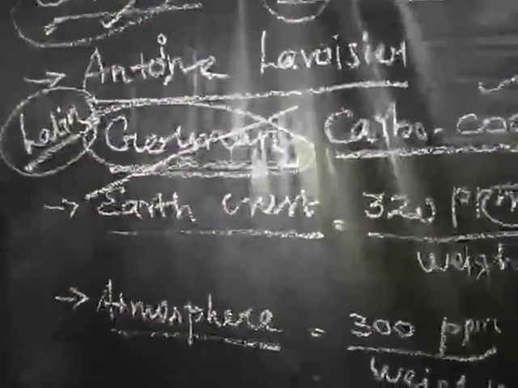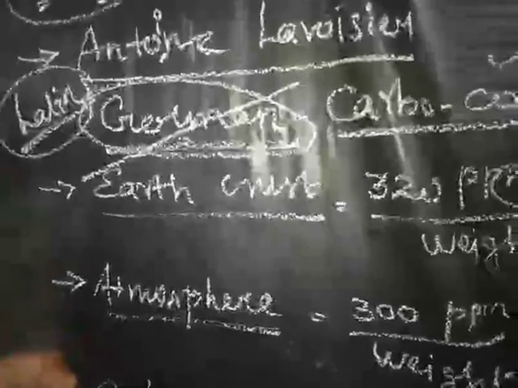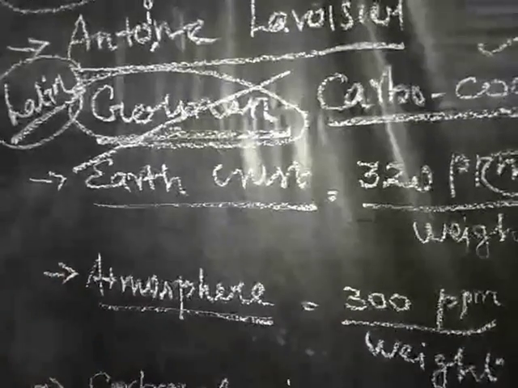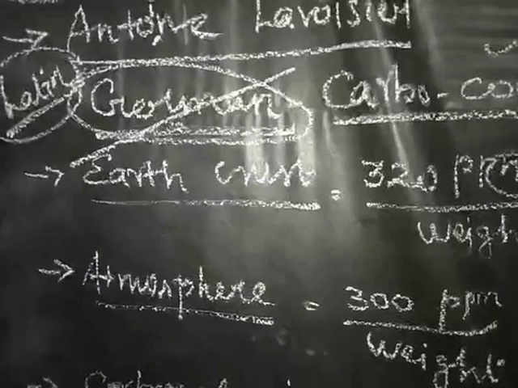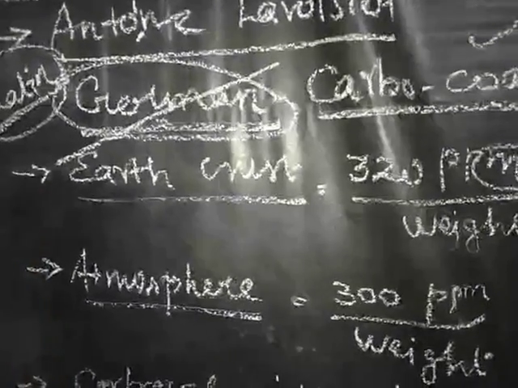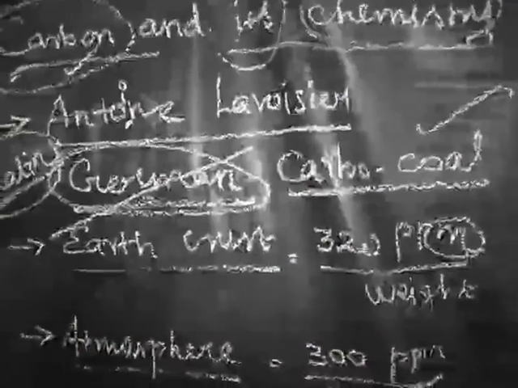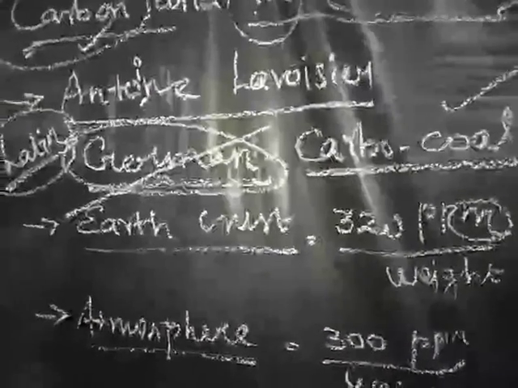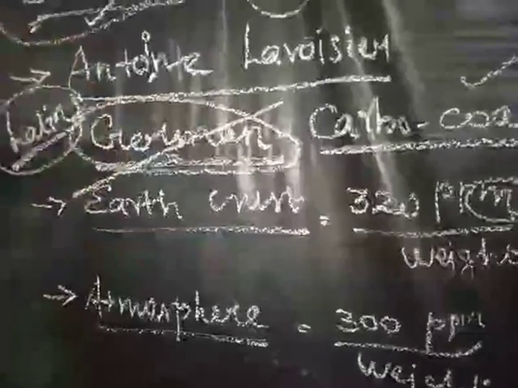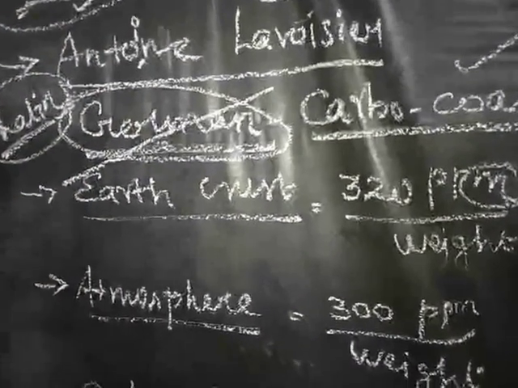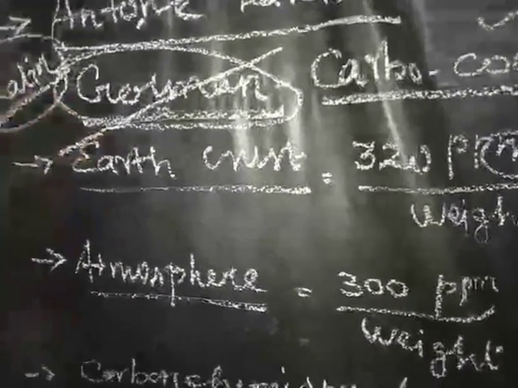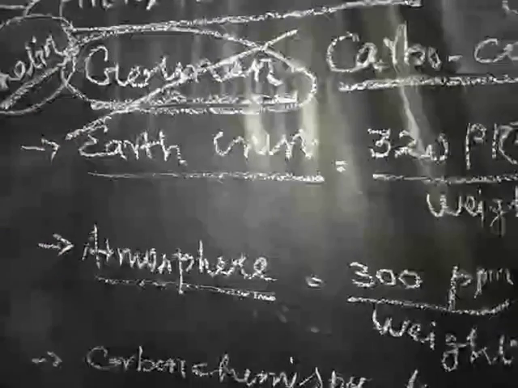For example, carbon combined with oxygen gives what? Carbon monoxide and carbon dioxide. Carbon monoxide and carbon dioxide are examples of what? Compounds. Its compounds. Can you understand? So what is meant by carbon and what is meant by its compounds?